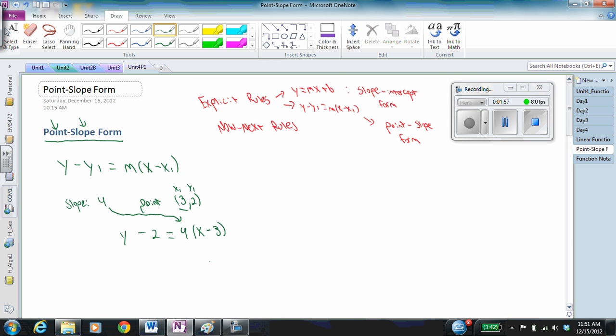Now I could convert that if I solve for y. So this is point-slope form. I could easily convert that to slope-intercept by solving for y. So I could distribute: y minus 2 equals 4x minus 12. Add 2 to both sides. Y equals 4x minus 10. That would be slope-intercept form of the exact same function. So both forms represent the same function, but it's just a different way of representing it, and each has its uses.